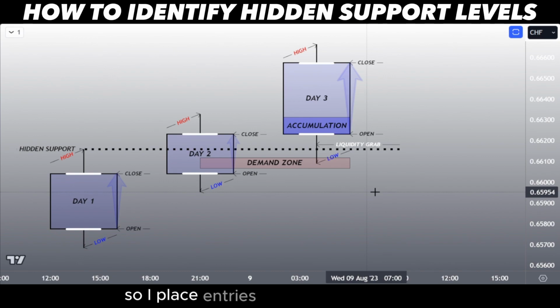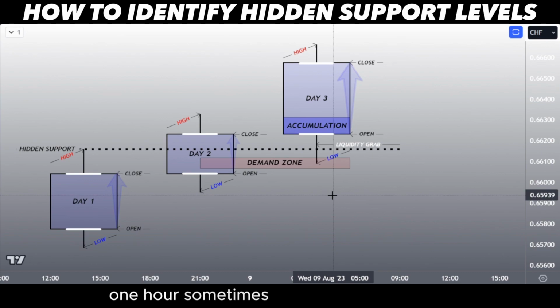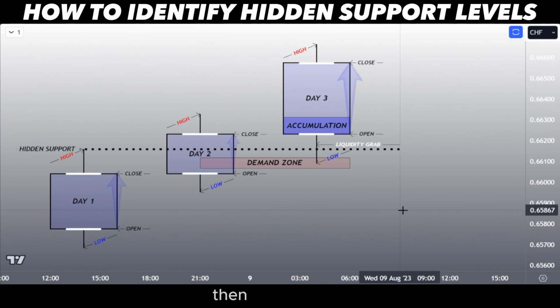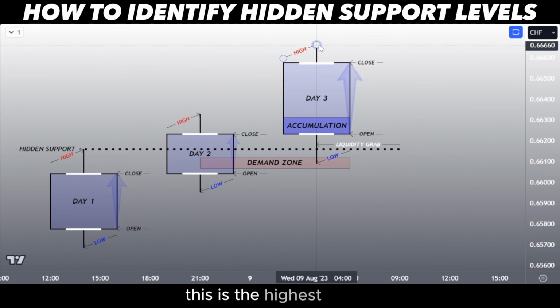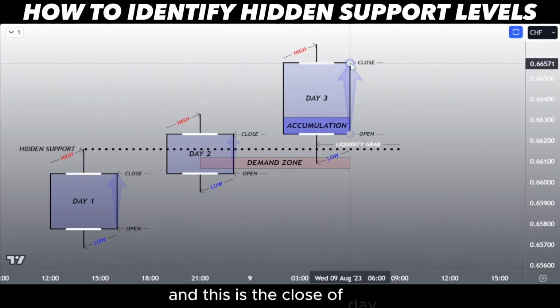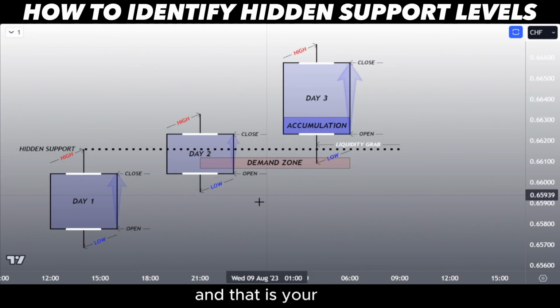So I place entries on a 1 hour time frame, sometimes 15-minute time frame. Then once it enters from this level, price is going to go to the upside in an impulsive move. This is the highest point, and this is the close of day 3, and that is your profit.